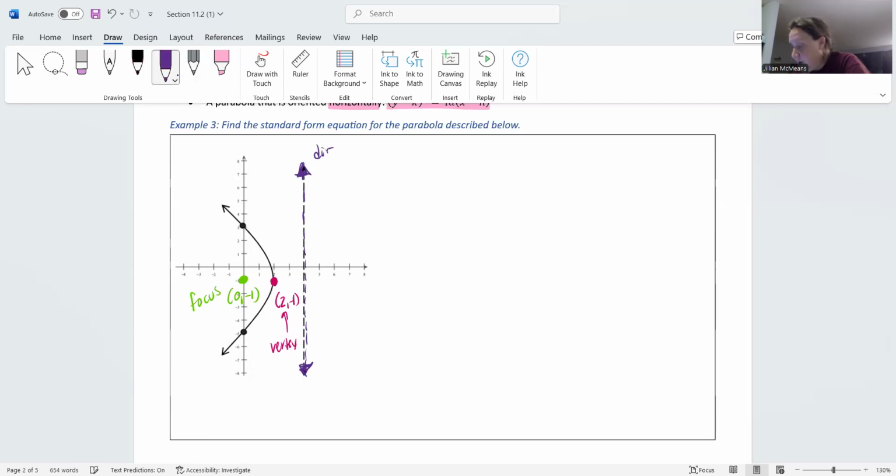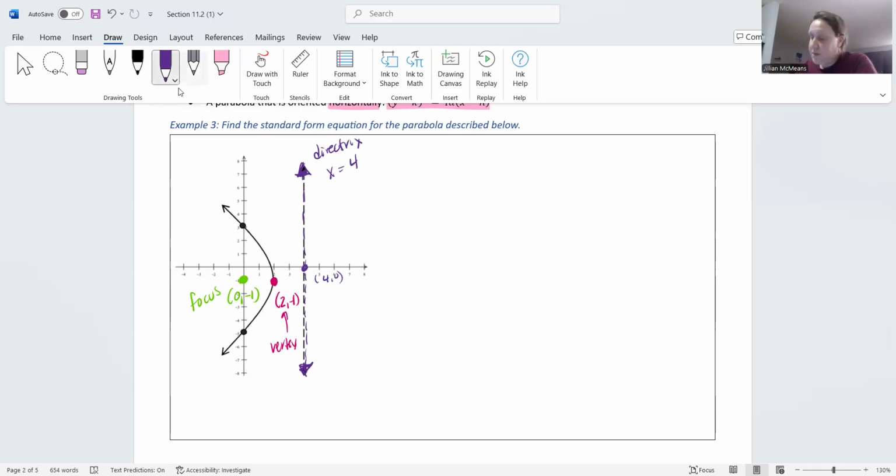This is the directrix, and it is x equals 4. Okay, so the equation for the directrix, remember the directrix is a fixed line, and its equation would be x equals 4. How do I know that? It's vertical. X equals is always going to be vertical, and we go through this point right here, which is (4, 0). So I know that this is going to have the equation x equals 4.